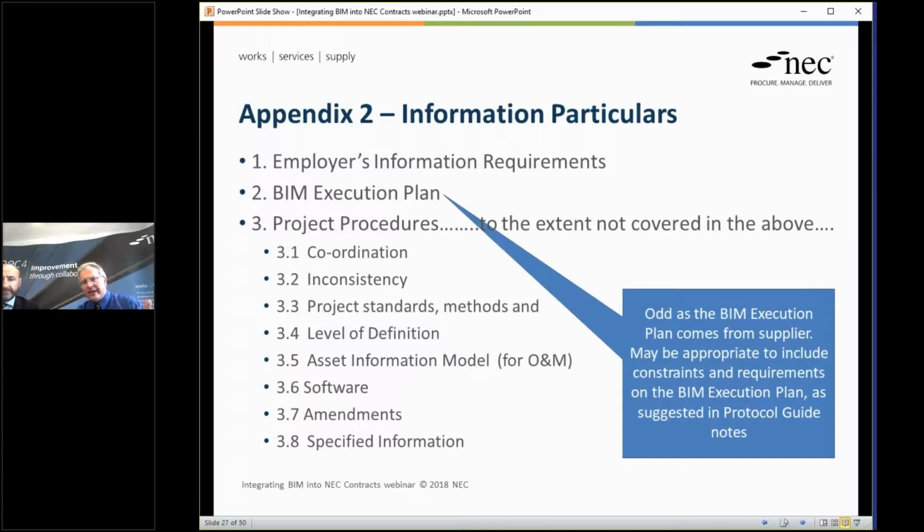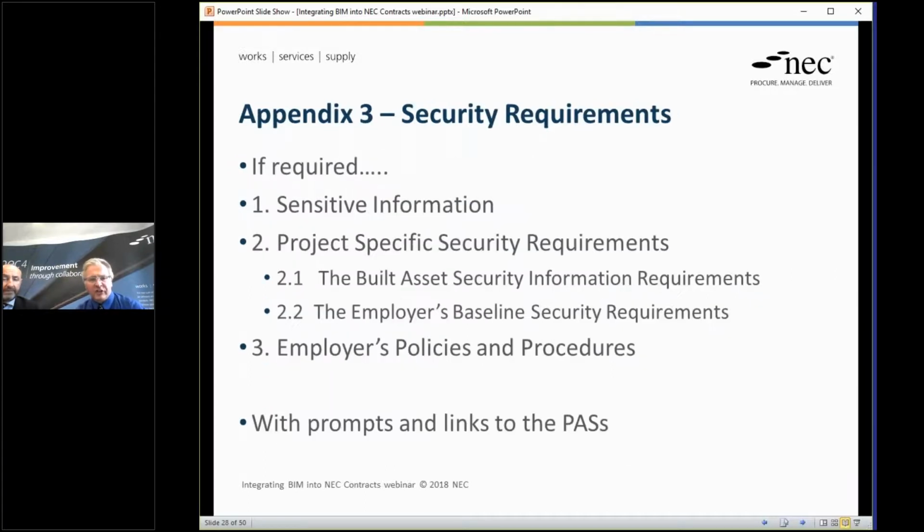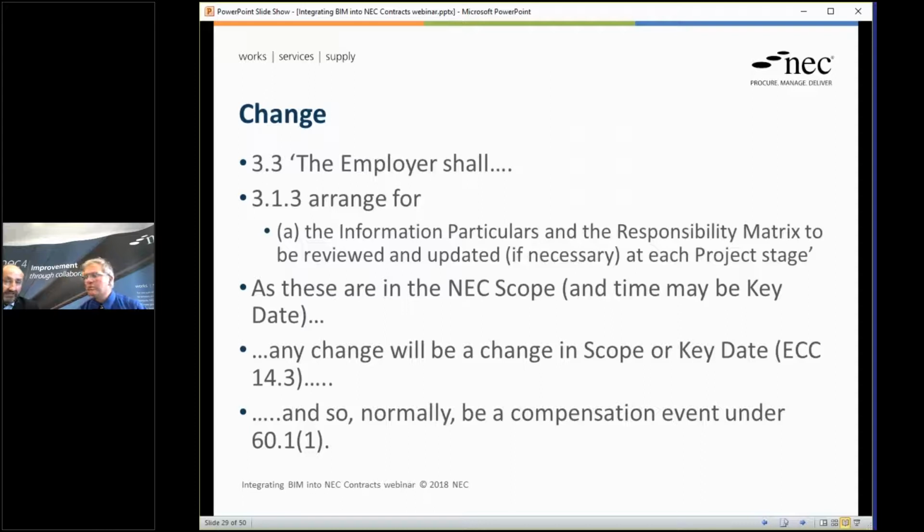Okay. Again, we'll come to that again. I think that's very odd that the execution plan is there in this information particulars. We'll come to that again in just a moment. Security requirements, I'm going to skip over because we're going to be running out of time, to be honest. I think you need to look at that if you've got particular security issues and set out, as you can see there, sensitive information, any specific requirements relating to security. And again, I understand, but I don't know, that a lot of that is defined lower down in these PAS arrangements. Again, it's a good set of contents to consider in relation to that, and security, as we know, has become more and more important to people.